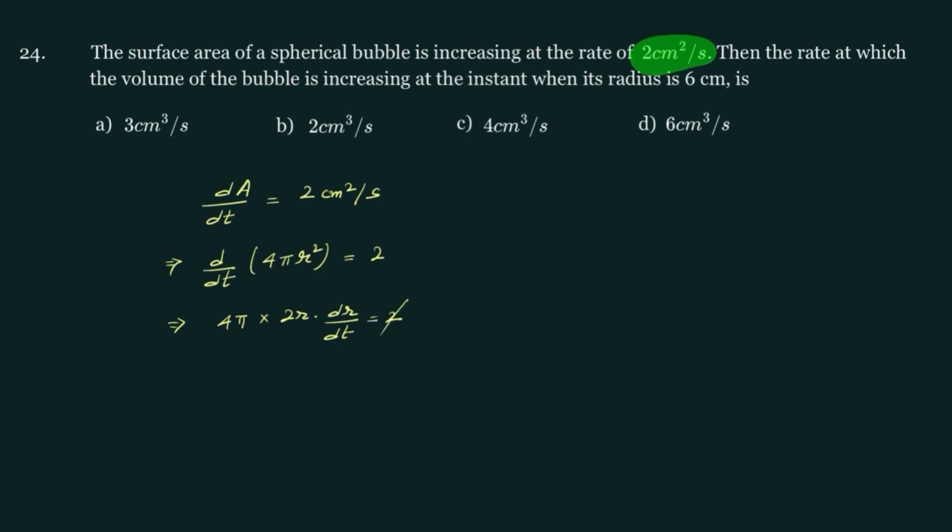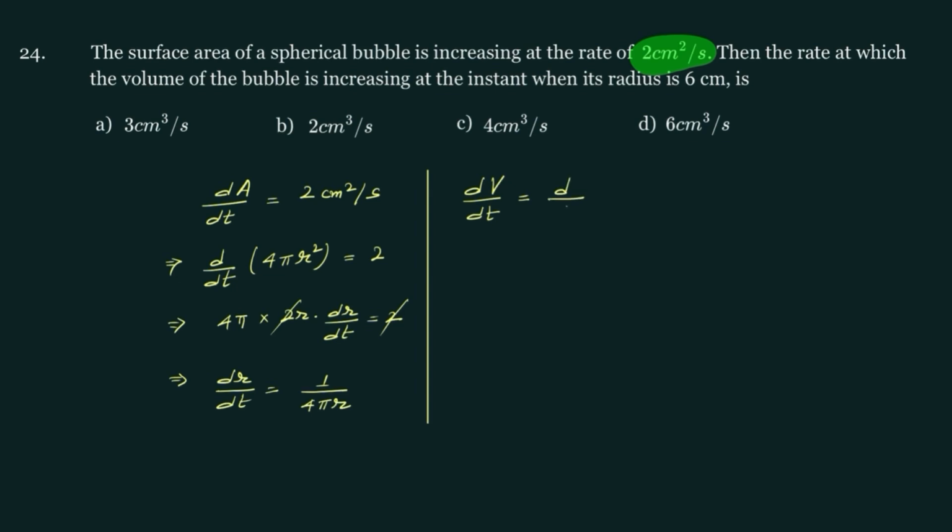So here 2 and this 2 get cancelled. So the value of dr by dt equals 1 by 4 pi r. This dr by dt is the rate of change of radius with respect to time. But the question is asking to find the rate of change of volume with respect to time. So we need to find the value of dv by dt, which is the rate of change of volume with respect to time.